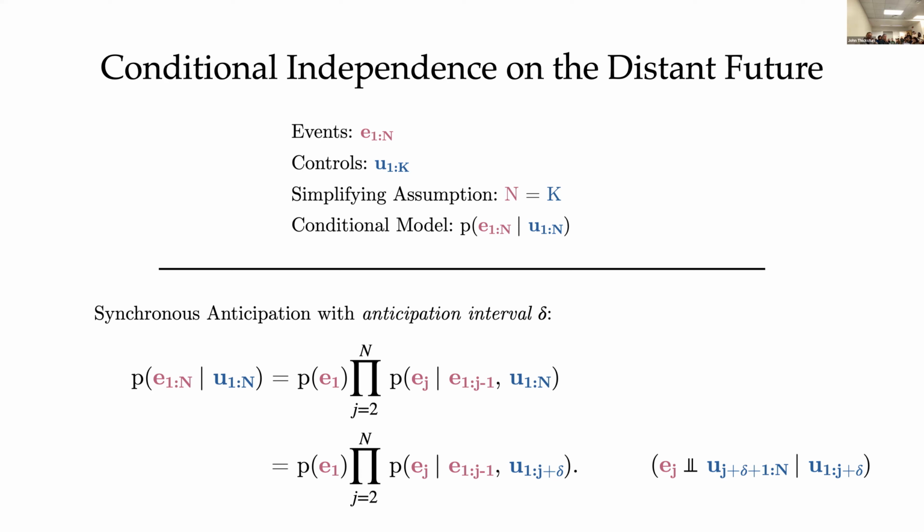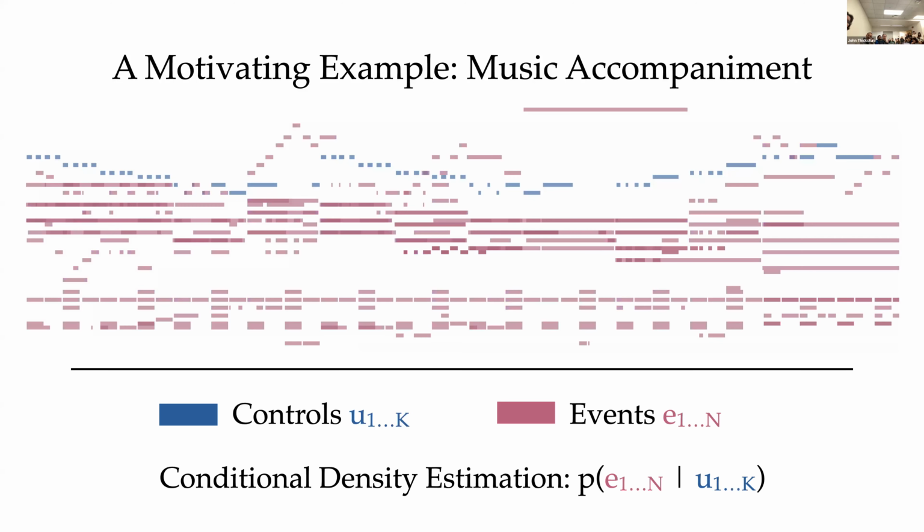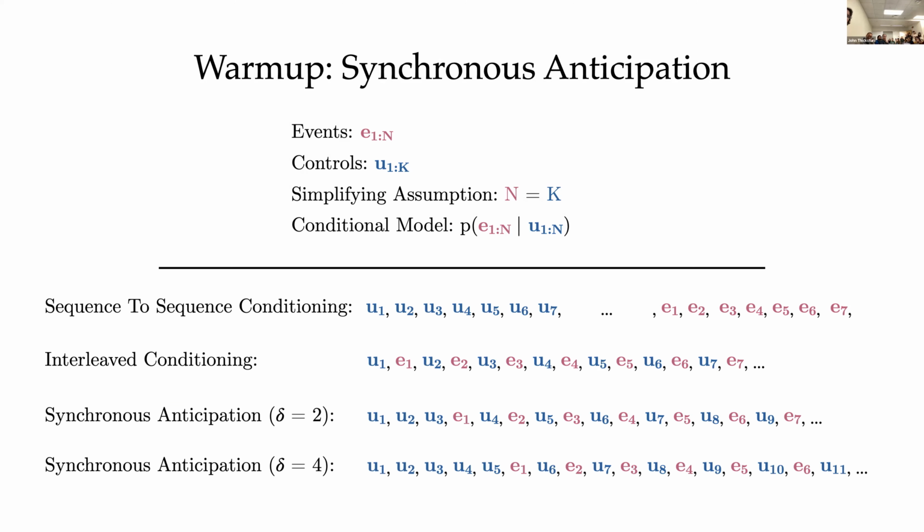Can you remind me what the two bars mean? Oh, this is conditional independence. So event EJ is conditionally independent of controls starting at UJ plus delta plus 1 to the end of the control sequence, given controls U1 to J plus delta. If we go back to one of these examples, when I'm predicting E1, I'm assuming that I don't need to know about U6 and further, given that I do know about U1 to U5. So I'm anticipating the future of the control sequence up to some point, but no further. And everything else I don't get to see.